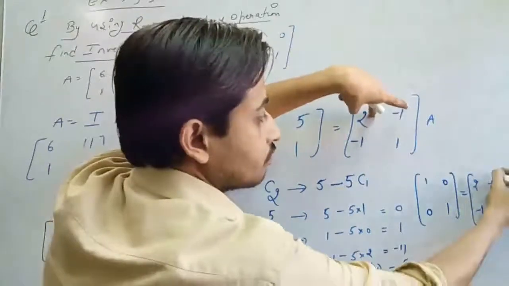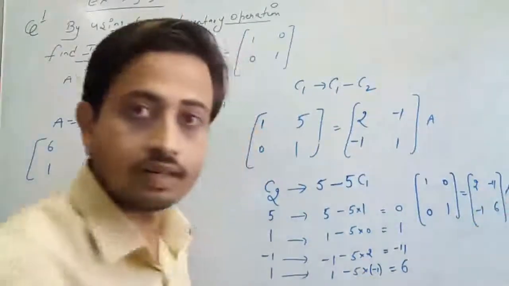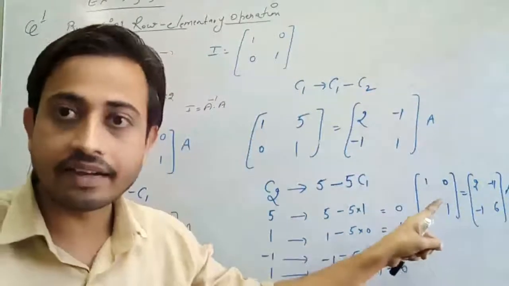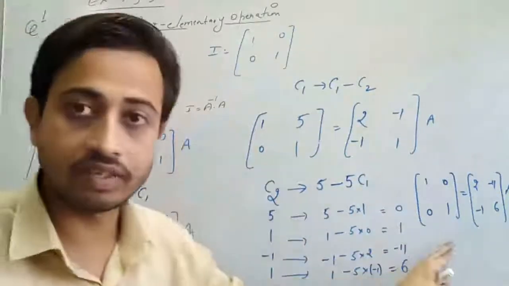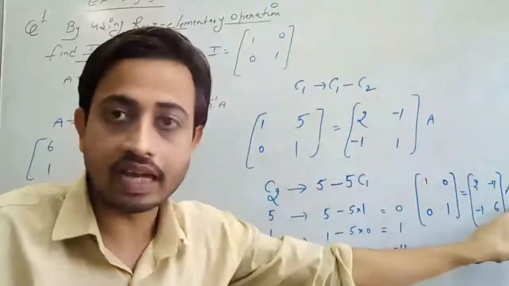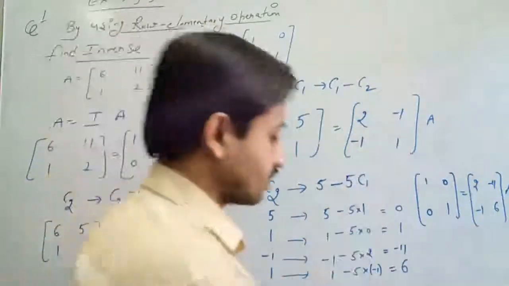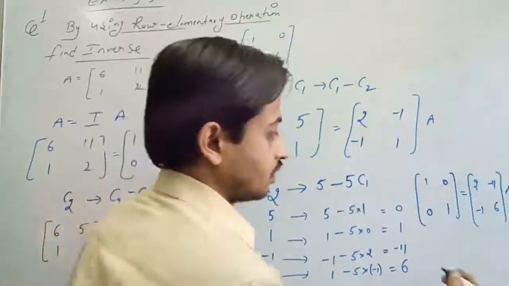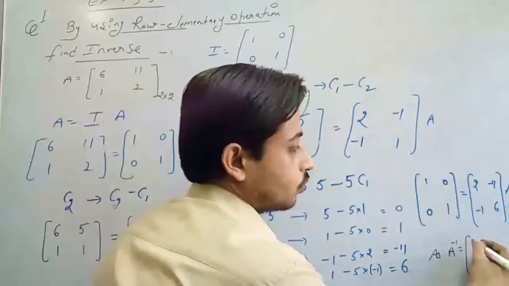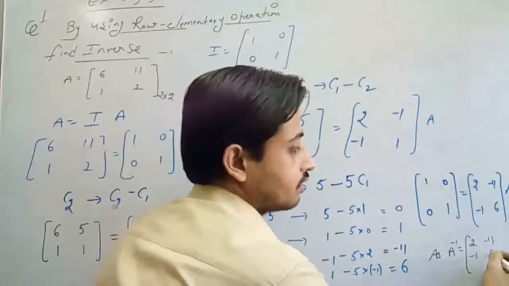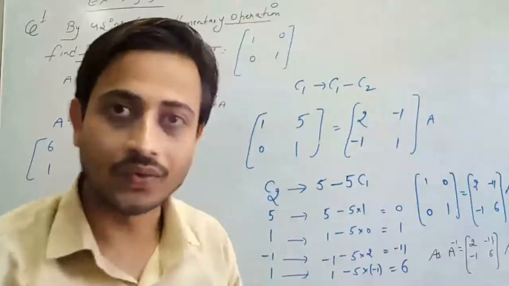Minus 11 and 6. And we have to write A as it is. Now look, we get the identity matrix 1, 0, 0, 1. It means our question is complete. We have to make I. We get I. Now we get A. We already have A, so this middle matrix is your A inverse. So our answer A inverse is 2, minus 11, minus 1, 6. This is our final answer. Please make a note.